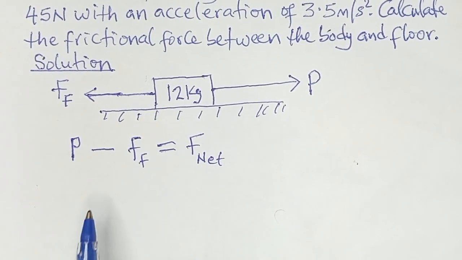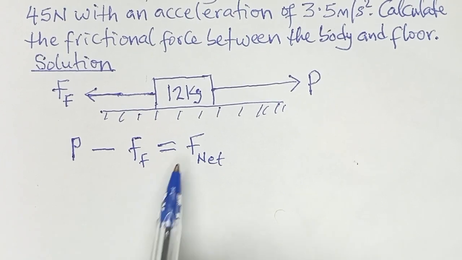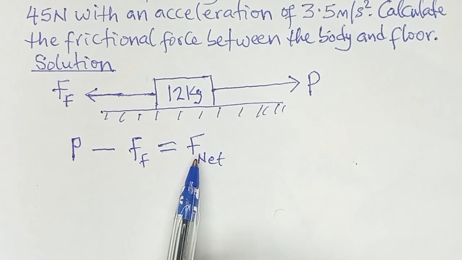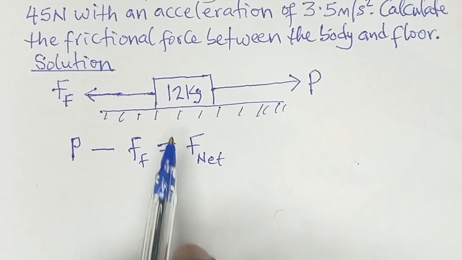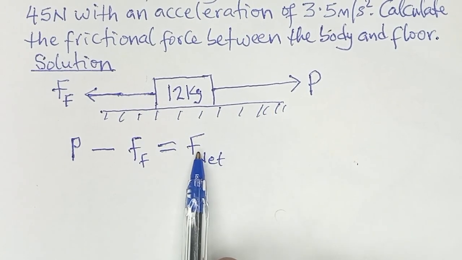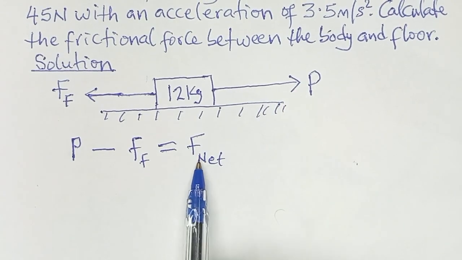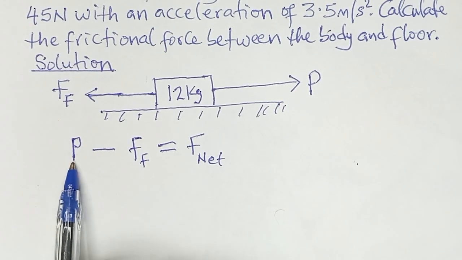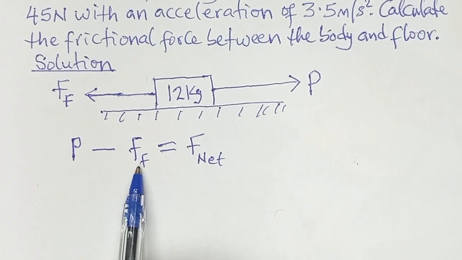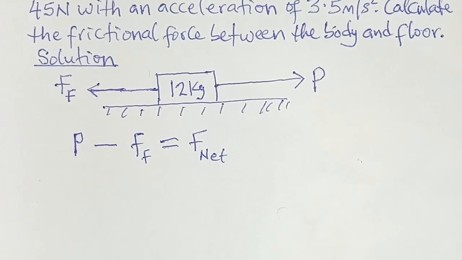So the force with which it is pulled minus the frictional force is equal to the net force with which the object moves in this direction. This resultant force, this net force, is the original value of the force pulling it, minus the frictional force that is opposing motion. So now we can substitute values and get the value of the frictional force.